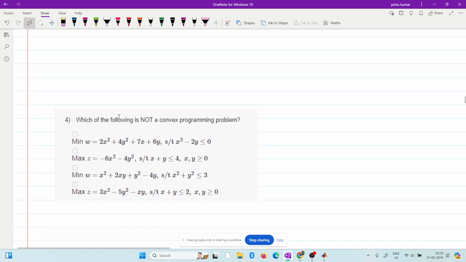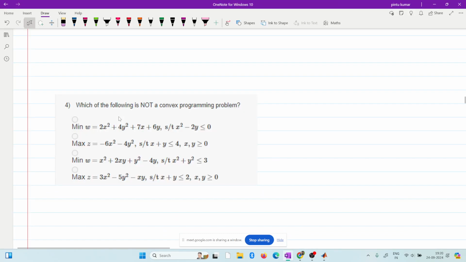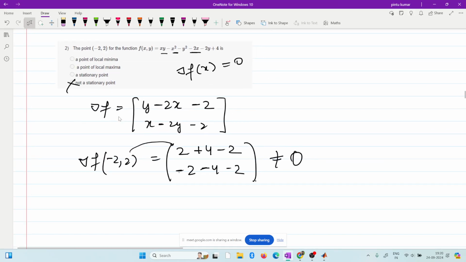The last one, we have not completed it. What is the conclusion? The conclusion was that it is not a stationary point, because we didn't get the gradient as zero at that point. Okay, it is not the stationary point.